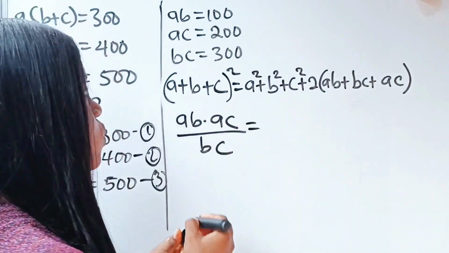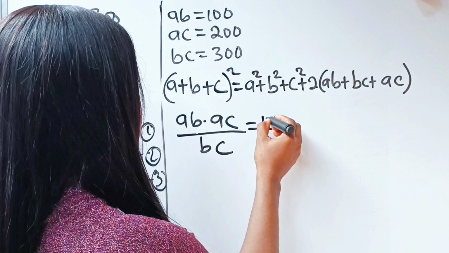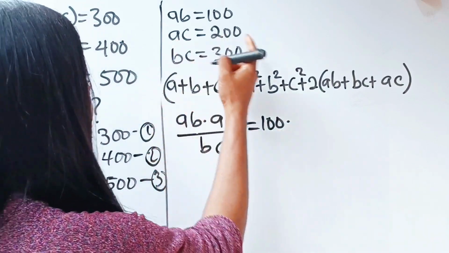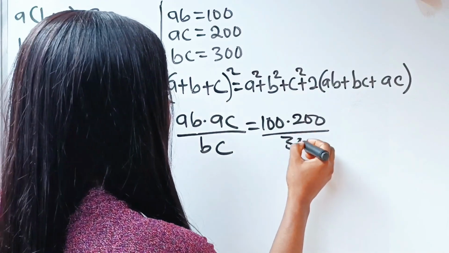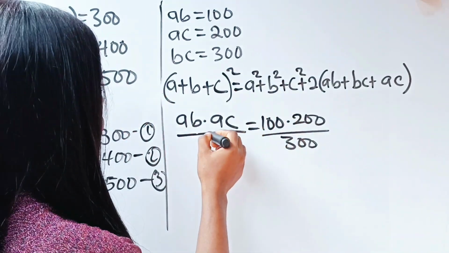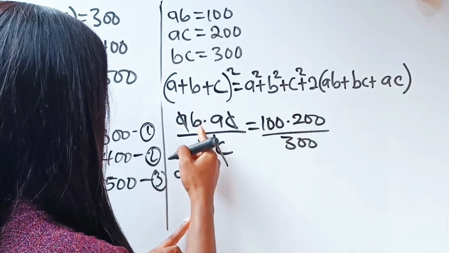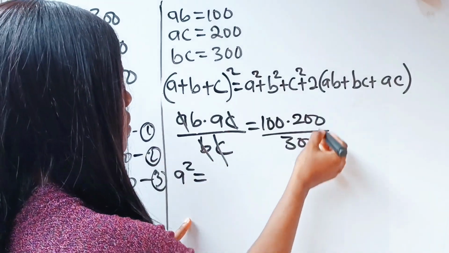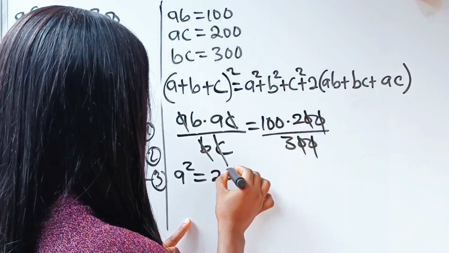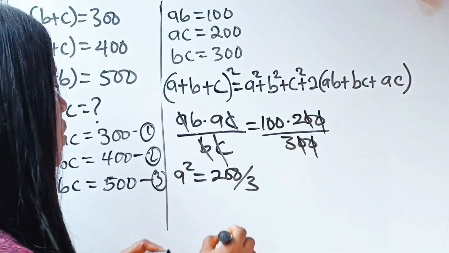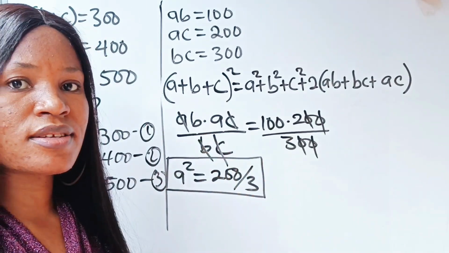Now I'm going to write what I have. My AB is 100, multiplied by my AC, which is 200, divided by my BC, which is 300. Can you see that? Now C will cancel C, B will cancel B. I have that my A squared is equal to, 0 will divide 0, 0 will divide 0, now 2 times 100 will give me 200 divided by 3. So this becomes my A squared.